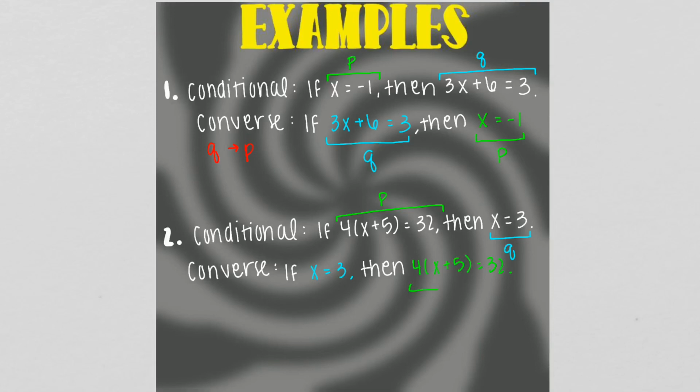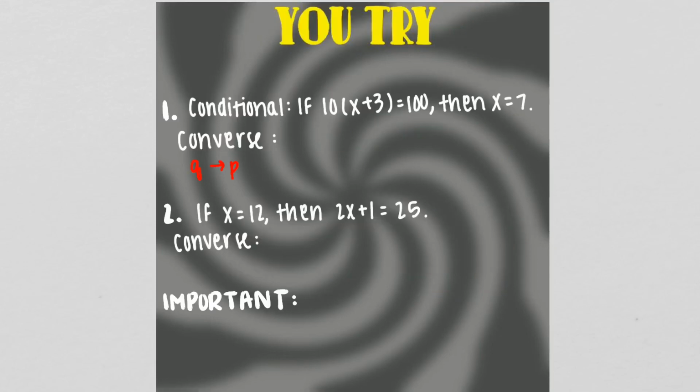So your hypothesis is now at the end, your conclusion is now at the beginning, and you've just written the converse for that conditional statement. So here are your two examples that you're going to try on your own. The first one, the conditional statement is if 10 parentheses x plus 3 equals 100, then x is equal to 7. So remember, I want you to write that converse, and it's Q arrow P. And then your second one is if x equals 12, then 2x plus 1 equals 25. Again, you're writing the converse.